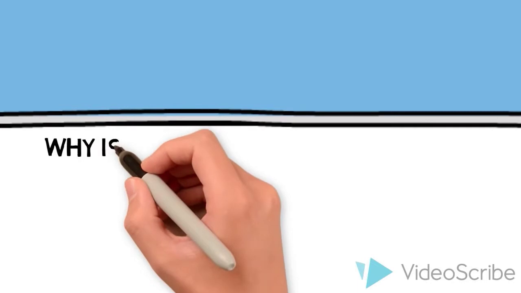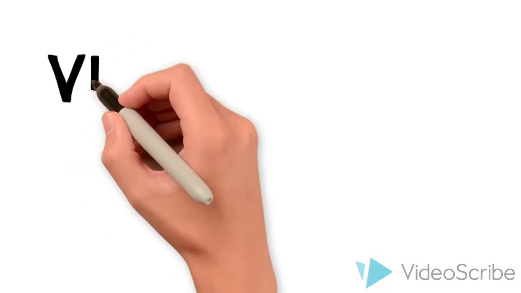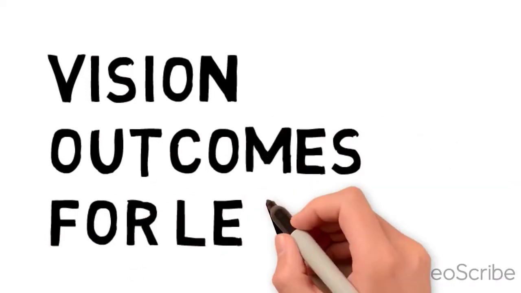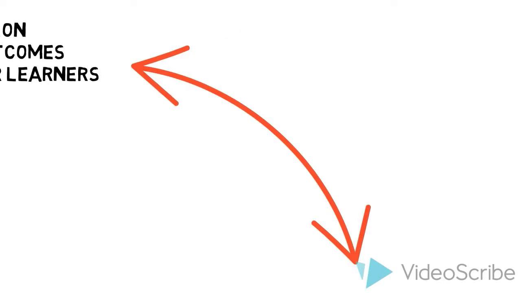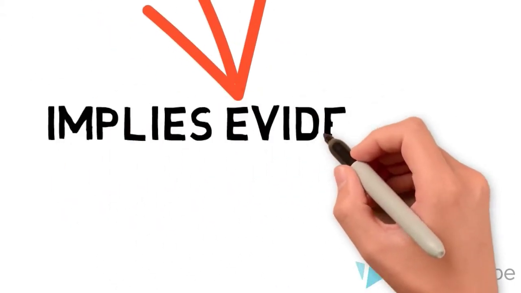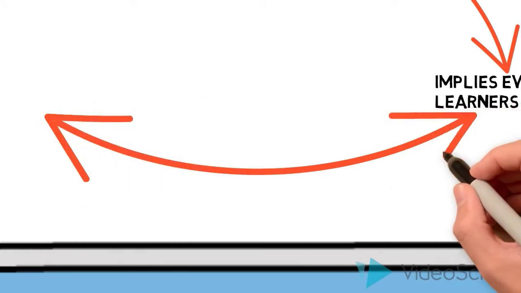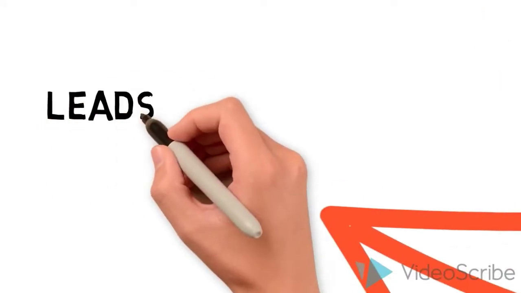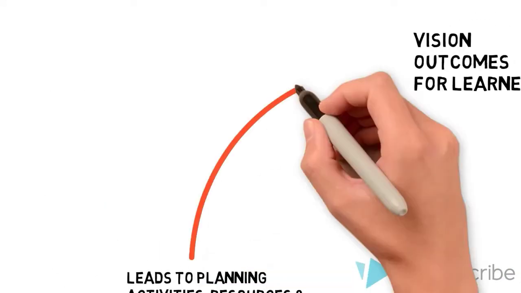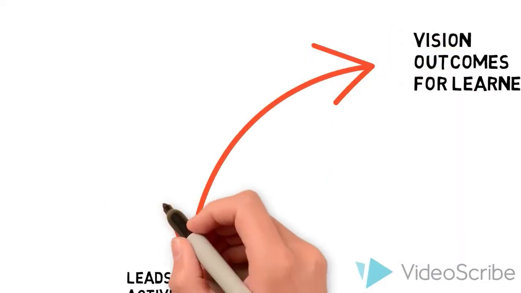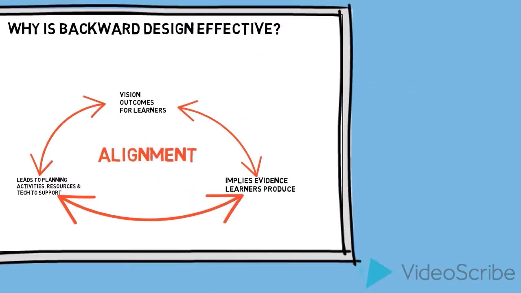What makes backward design effective? Well, starting with a vision for the essential outcomes for learners and defining goals sets you on a path to create an environment for learning. From there, planning opportunities for learners to produce the evidence needed to evaluate progress towards goals. And lastly, careful planning of activities and the use of resources to help them create that evidence results in alignment between goals, assessment, and activities, kind of the linchpin of effective learning design.